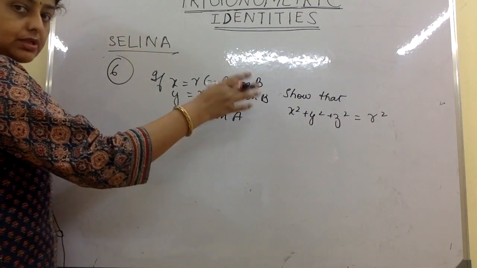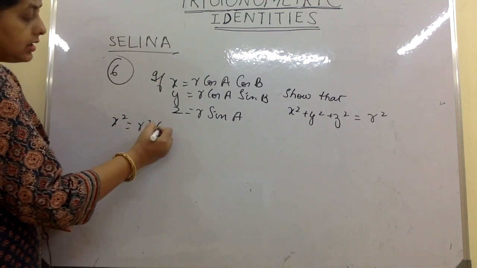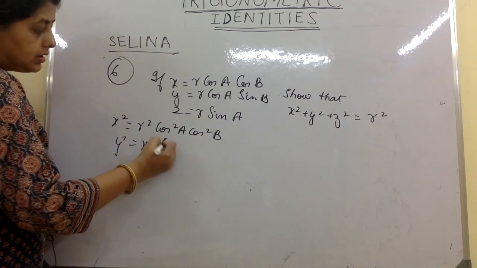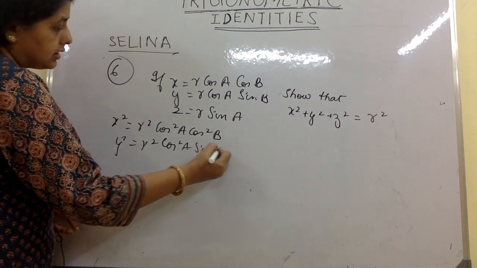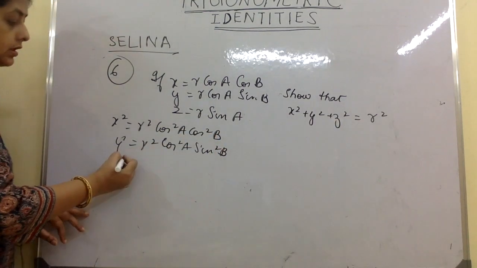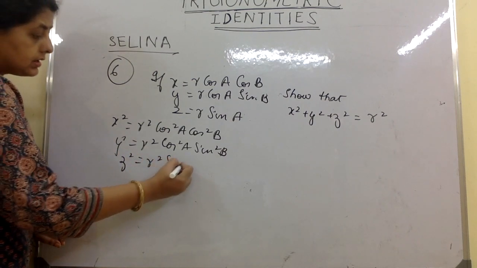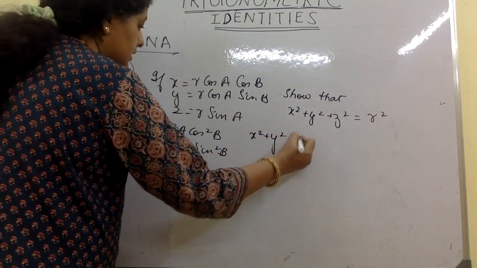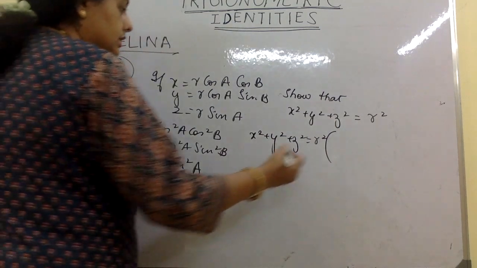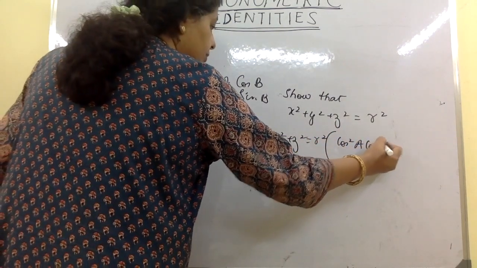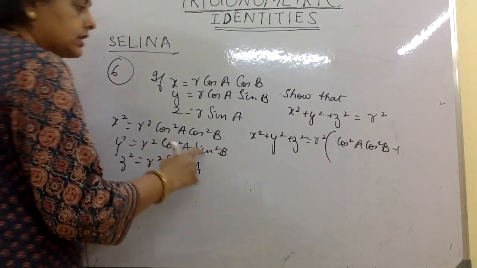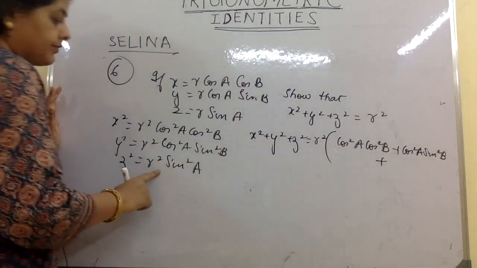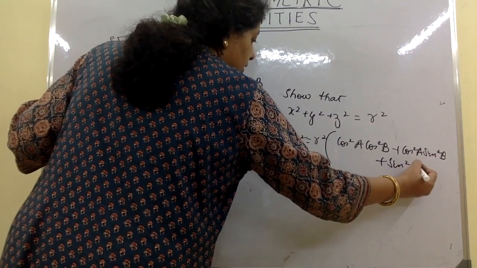Now I have x square, y square, z square, so I will also square. x square is r square cos square a cos square b. y square is r square cos square a sin square b, and z square is r square sin square a. Now I will add them. x square plus y square plus z square is equal to r square cos square a cos square b plus r square cos square a sin square b plus r square sin square a.